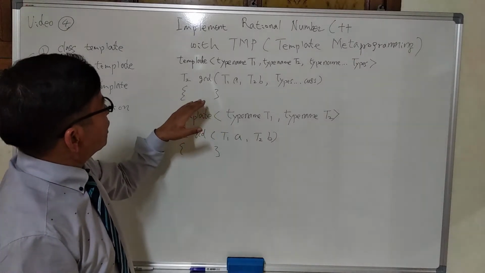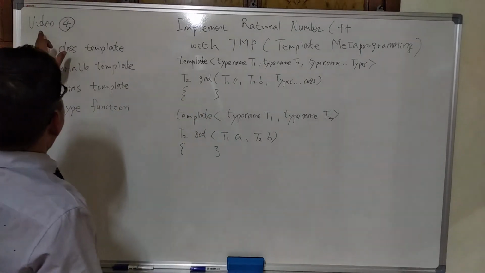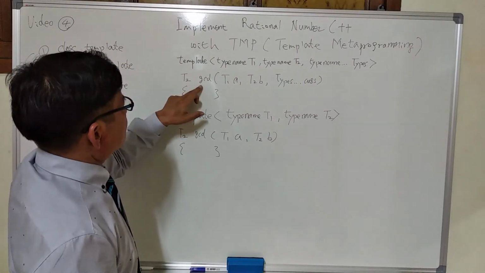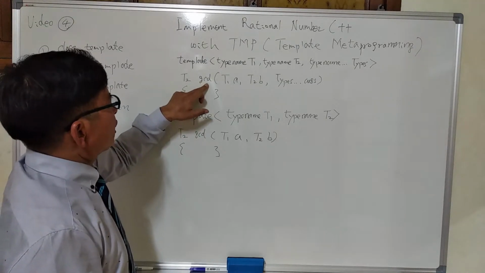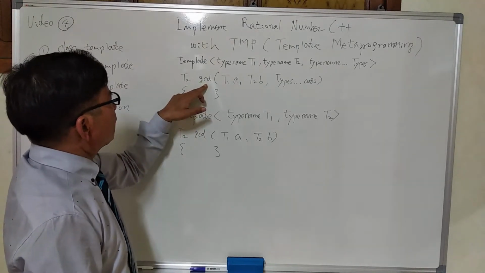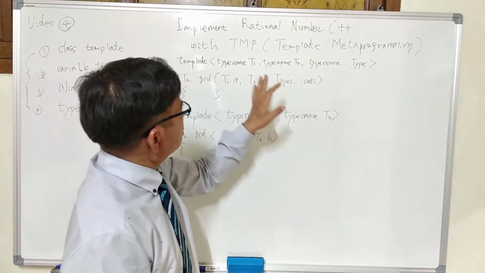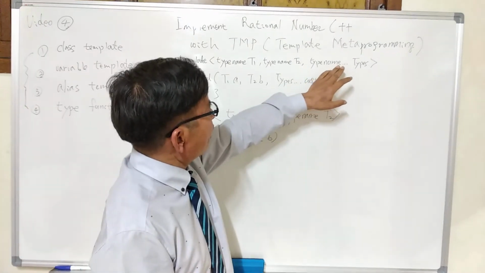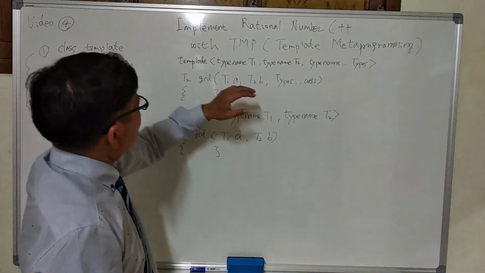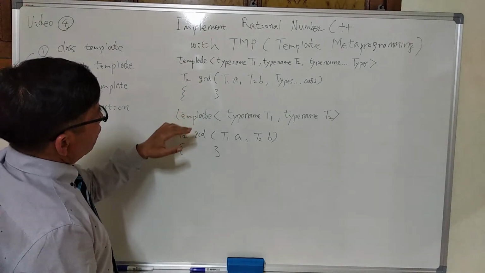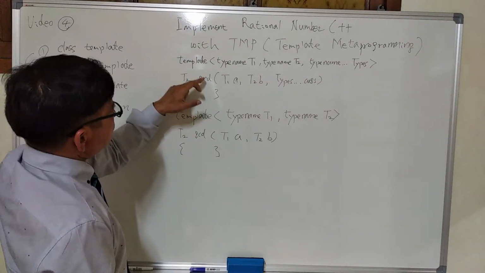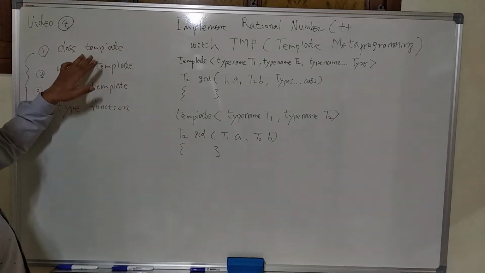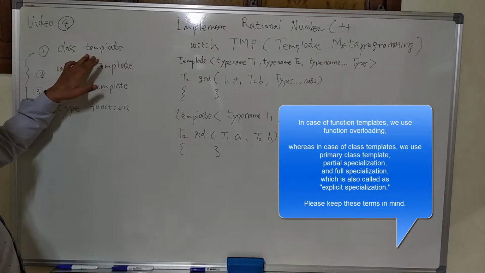In our previous video, video 3 is our previous video. This is our current video. We implemented GCD, greatest common divisor algorithm, using Euclidean algorithm, and we expanded to get arbitrary number of arguments like this using variadic template functions. And in case of template function, we can overload. The function names are the same. We use overload, but in case of class templates, we cannot overload the class templates.